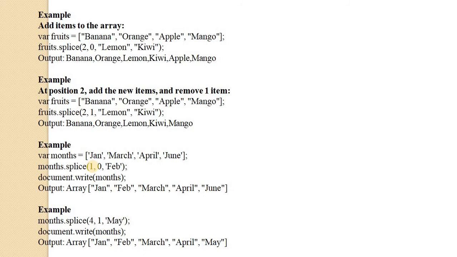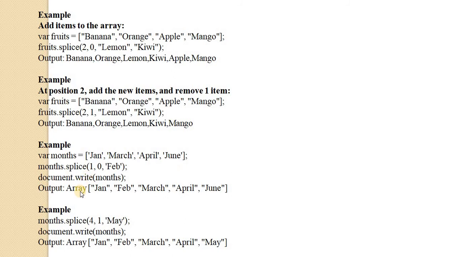1, 0 means 0 elements are removed from the array, and we add Feb at index 1. So the output of this example is January, then Feb is there because at the 1st position, February is placed, means we add Feb at the first position, then March, April and June. So the output of this example is Jan, Feb, March, April and June.